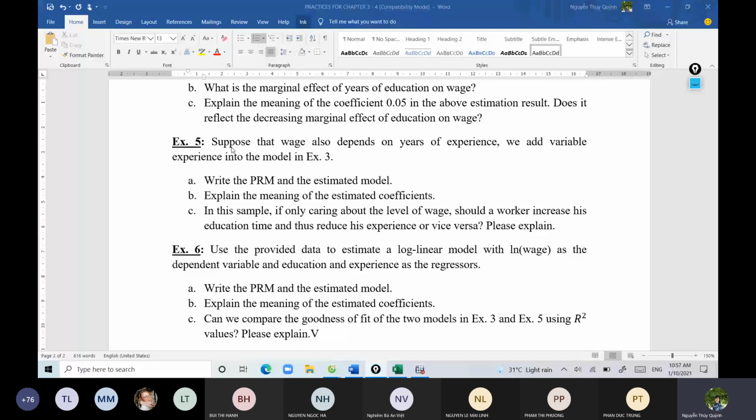If only caring about the level of wage, should a worker increase his education time and thus reduce his experience, or vice versa? You know that for one person, the time is limited. When you study more, you will have less time for experience. So in this sample, we just care about this sample. A worker who wants to increase his level of wage, should he increase his education time and thus reduce his experience, or vice versa?